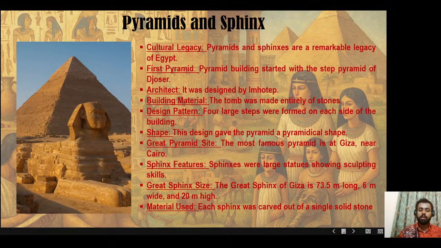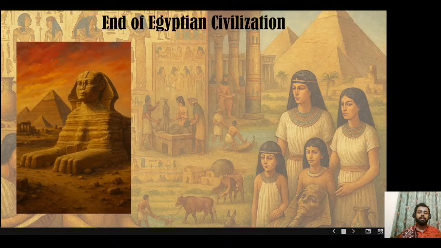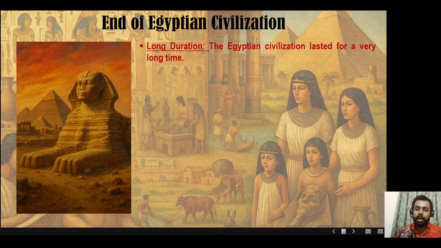So each Sphinx was made using each stone. End of Egyptian civilization. How did the Egyptian civilization decline, or how did it end? Long duration. The Egyptian civilization lasted for a very long time, over 5,000 years. So it is one of the longest lasting ancient civilizations. It lasted more than any of the other ancient civilizations, that is Mesopotamia, Indus, Chinese.